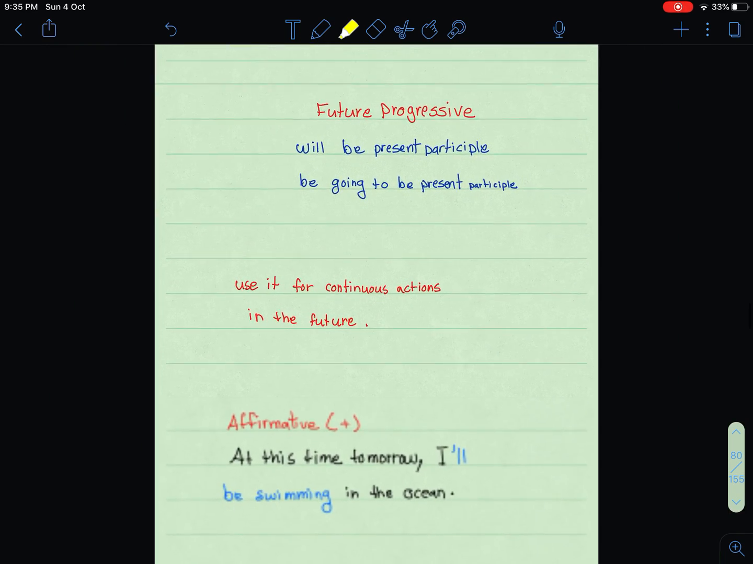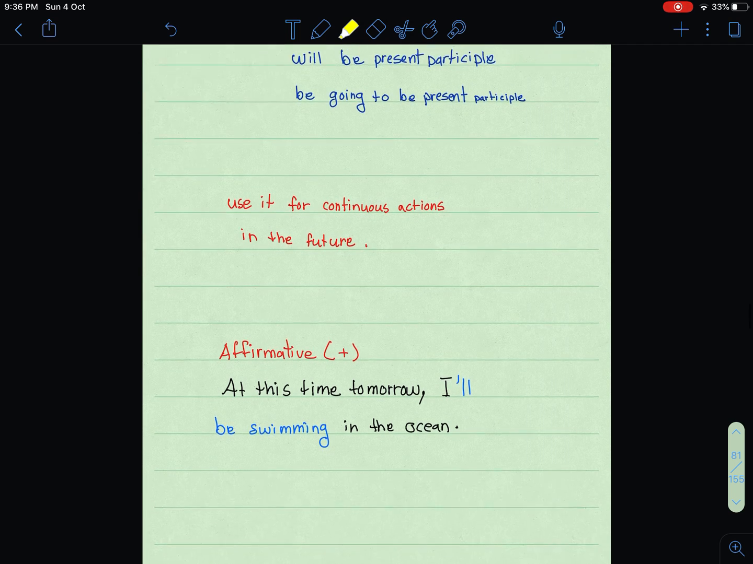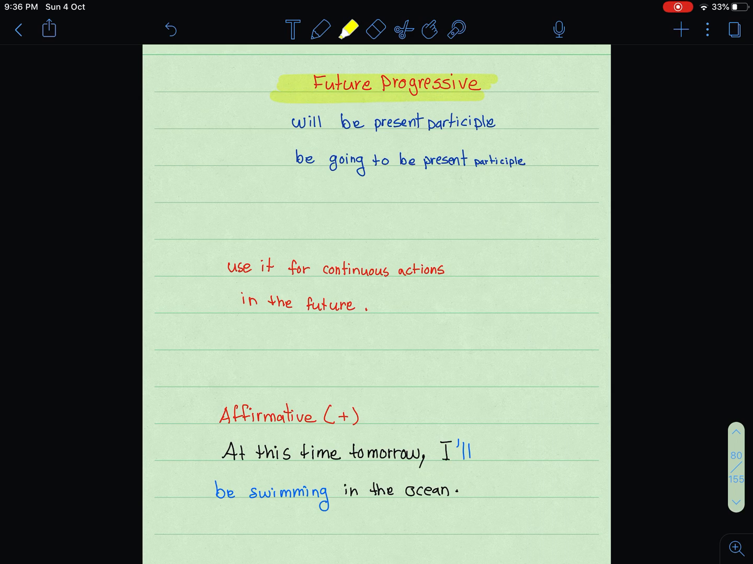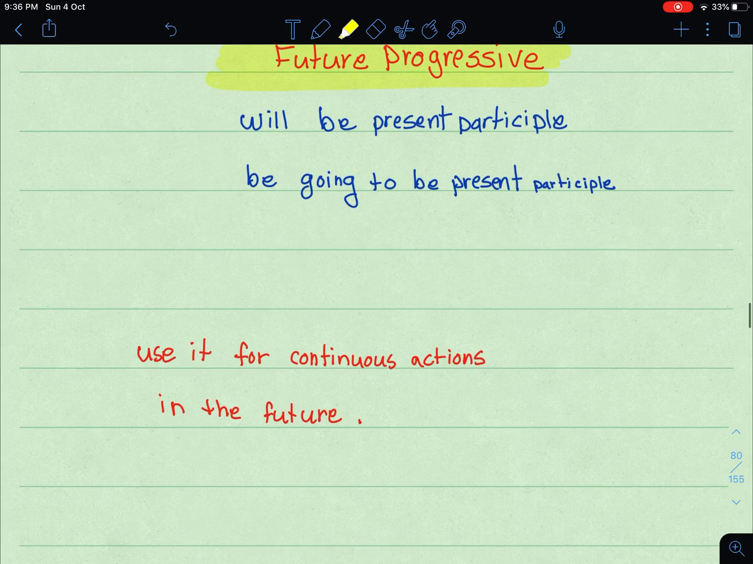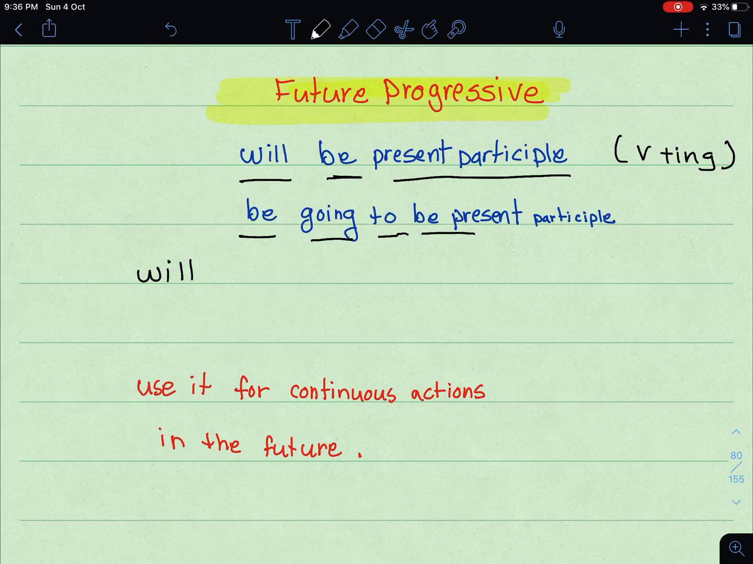Now we have covered the future with be going to, and we have also compared be going to and will. Right now we will be talking about the last point, which is the future progressive. As you could see here, let me just enlarge it. Future progressive. The formation, since it is future, is will, be, and the present participle, or either be going to be and the present participle. By present participle we mean verb plus ing, the verb without any additions plus ing, using the correct spelling rule for adding ing. So I'll give you an example. For example, will be eating.